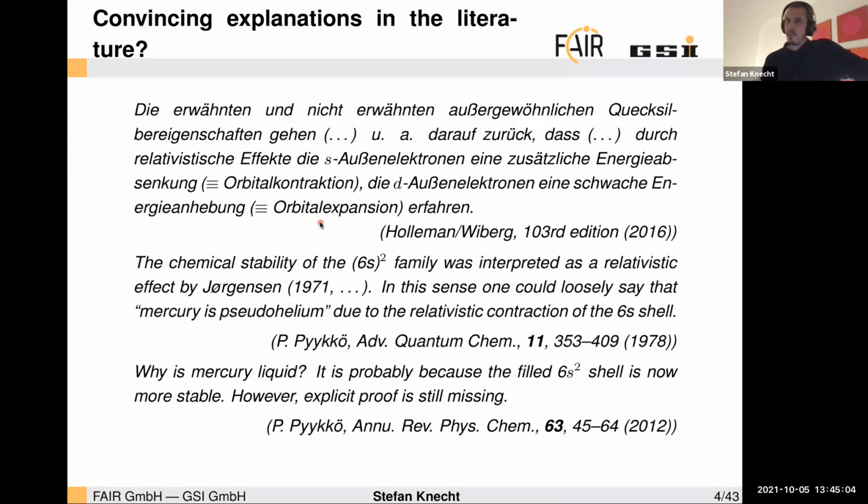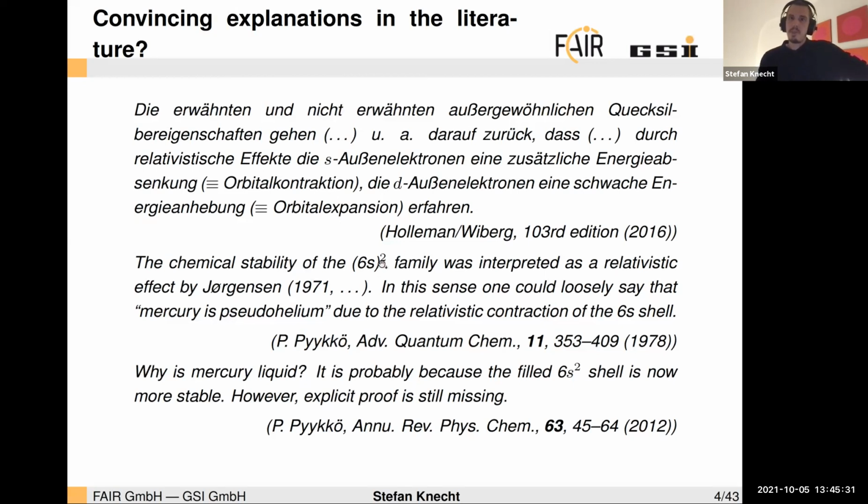And the answer, if you look up chemistry textbooks, and here I apologize that it's a German chemistry textbook, which is sort of a standard inorganic chemistry Bible in Germany, the Holleman-Wiberg. If you look at the 2016 edition, you essentially find some hand-waving arguments. I'm not going to read it here, but there are some hand-waving arguments which, as a student, you just have to accept.